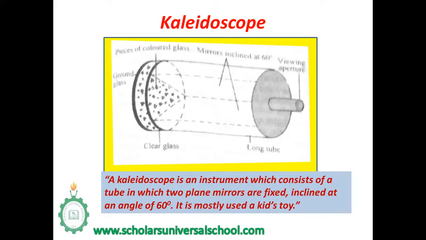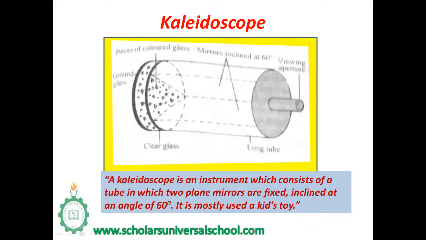The kaleidoscope is an instrument that consists of a tube. You have two plane mirrors inclined to each other. What we're talking about was inclination of mirrors. Now these two mirrors will be inclined at an angle of 60 degrees. From here you can see the two mirrors inclined. This is the first mirror and this is the second mirror. The angle of inclination between them, which is this, is going to be giving 60 degrees.